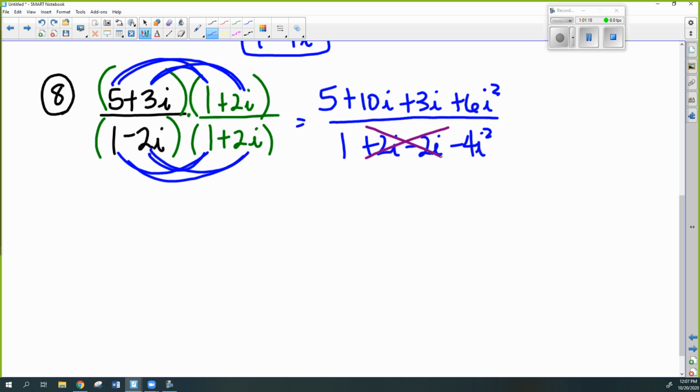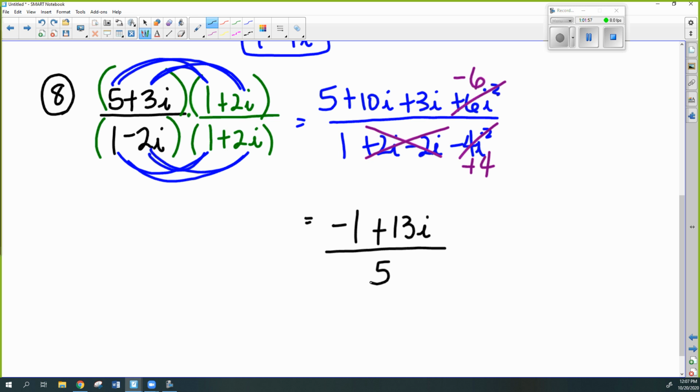All right, on the bottom, the two i's cancel each other out. The minus 4i squared becomes plus 4. And on top, the plus 6i squared becomes minus 6. And then we can add like terms. And you want to put the real number first, the imaginary number second. And then on the bottom, all we have is a real number. If you still have an i in the bottom after you do this, you've done something wrong.